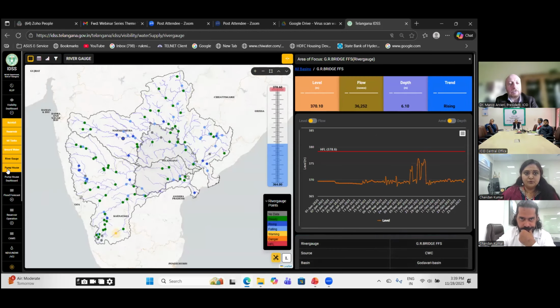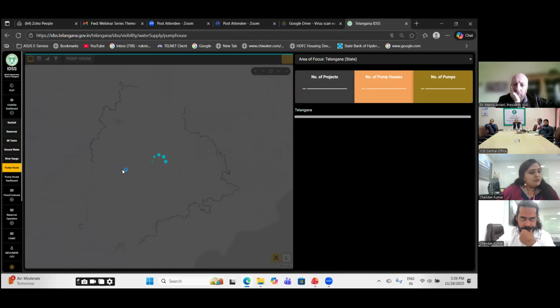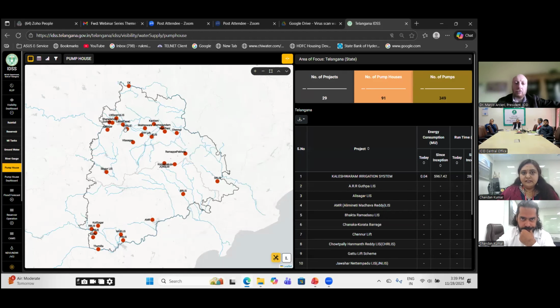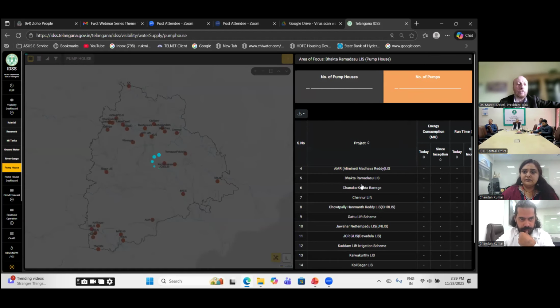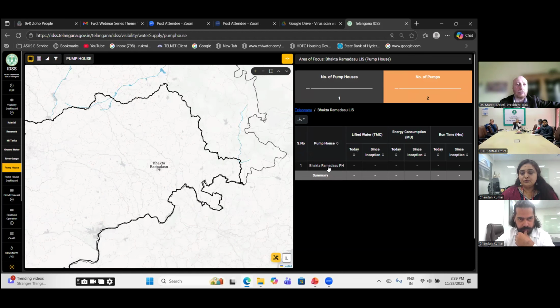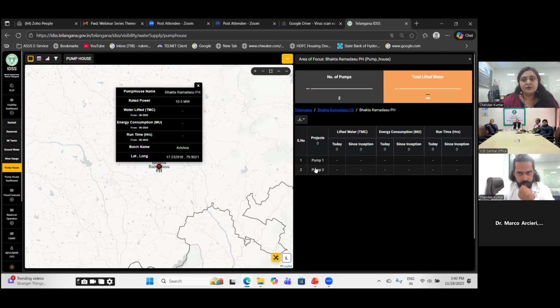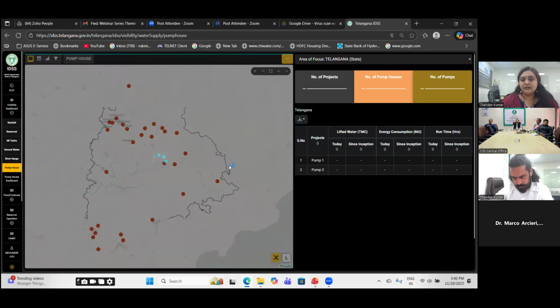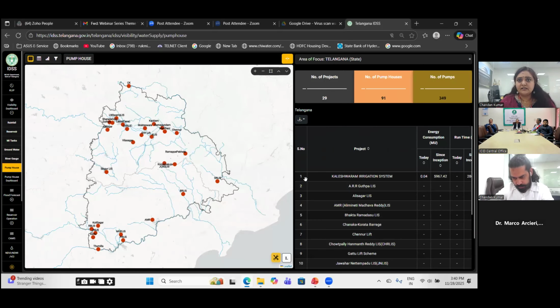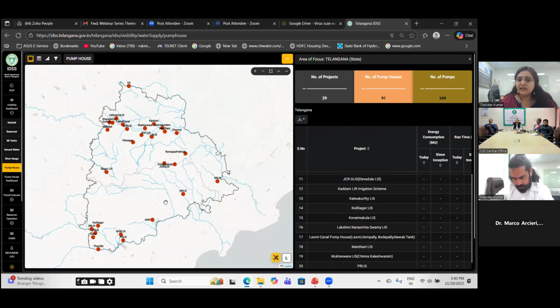So this is all about the river gauge. Now I'll come to pump houses. We also have these pump houses being shown, like there are 29 projects for which we have 91 pump houses and 349 pumps. These are the lift irrigation schemes. If you want to go to the pump house of a particular place and click on it, you're going to see the number of pumps which have been installed here. So there are two pumps, pump 1 and pump 2. Right now, a few pumps are running, a few are not needed, so they are not on. This is the kind of minute detail in the data which helps us in understanding the number of pump houses and their work.